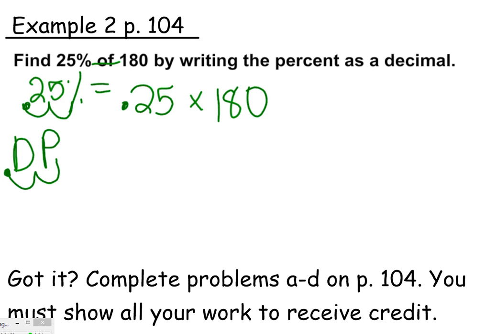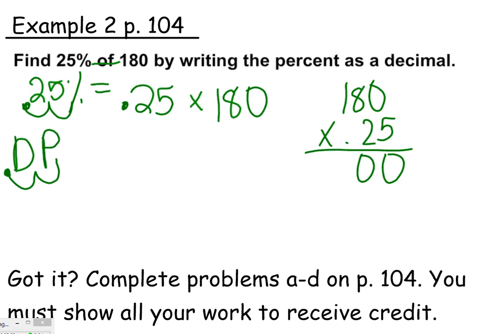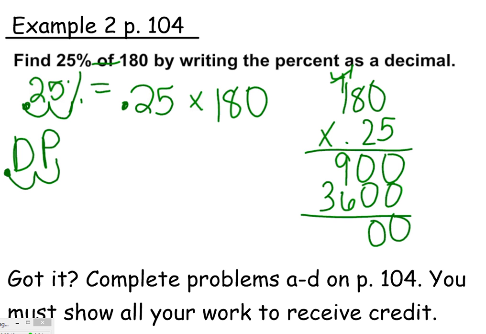And when you multiply that out, I'm going to show you the traditional algorithm way. That's 40, and that's 9. Put your 0 placeholder. 2 times 0, that's 16. And that's 3. You can add those up. And you get, moving the decimal 2 times, 45. So 0.25 times 180 is 45.00, or simply just 45.